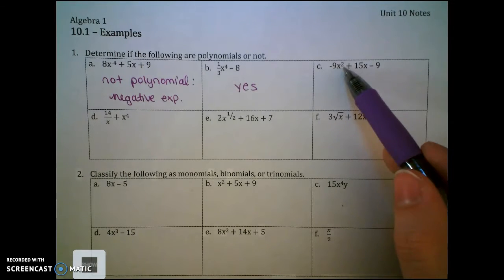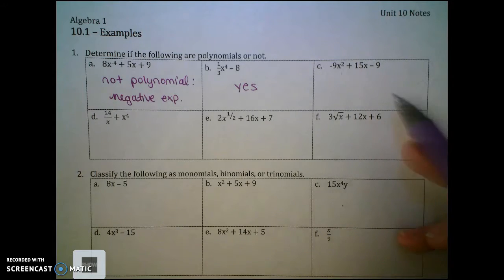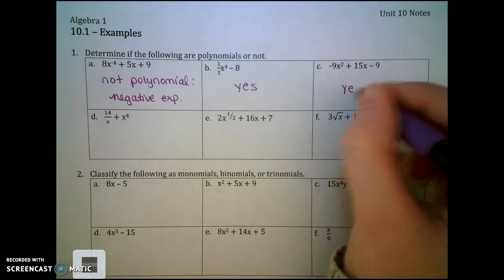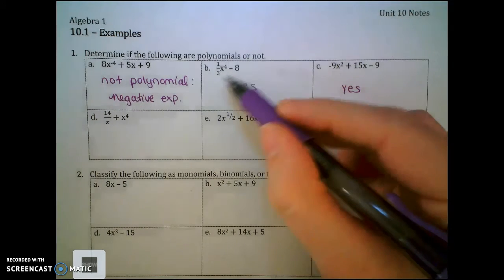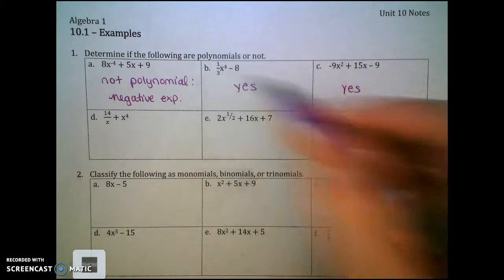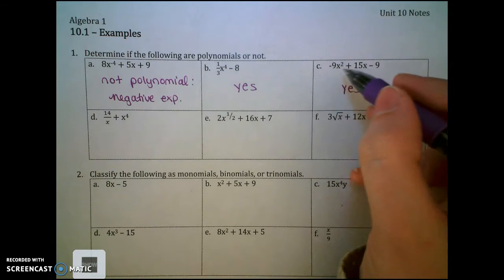Here we have a +2, an invisible +1, and no exponent at all. So yes, again, we have a polynomial because there's nothing here to tell us that it's not. It's fine to have fractional coefficients. It's fine to have negative coefficients. What we're looking at here are the exponents.